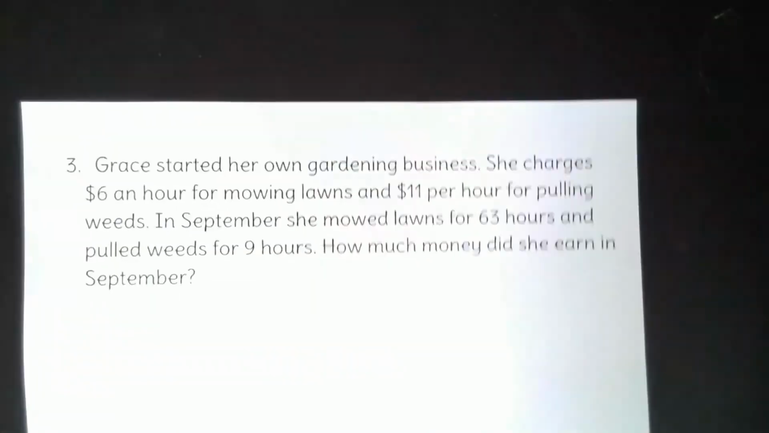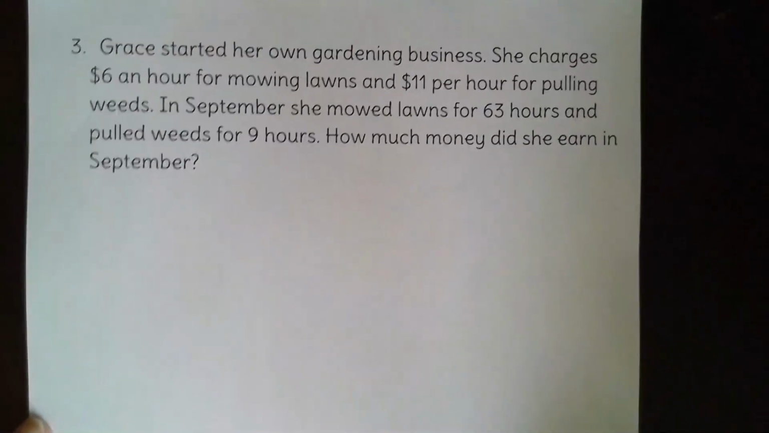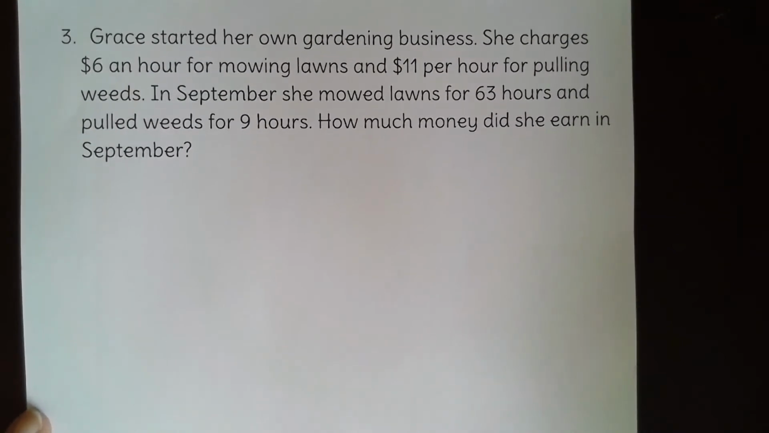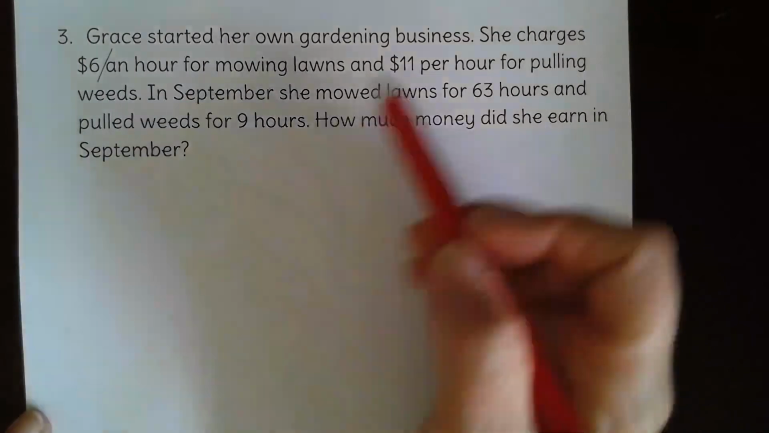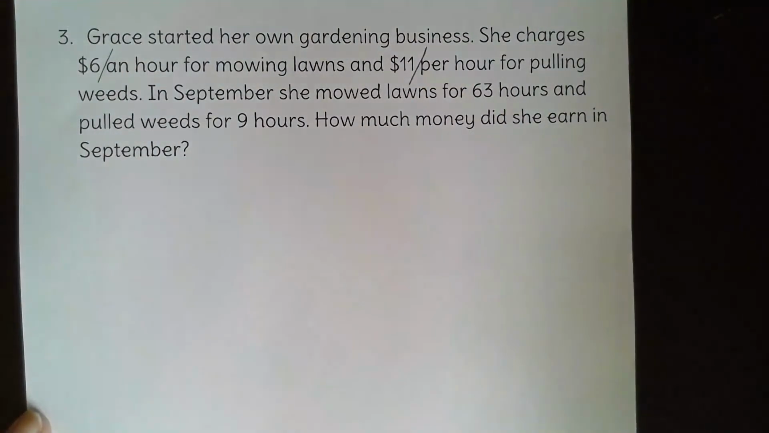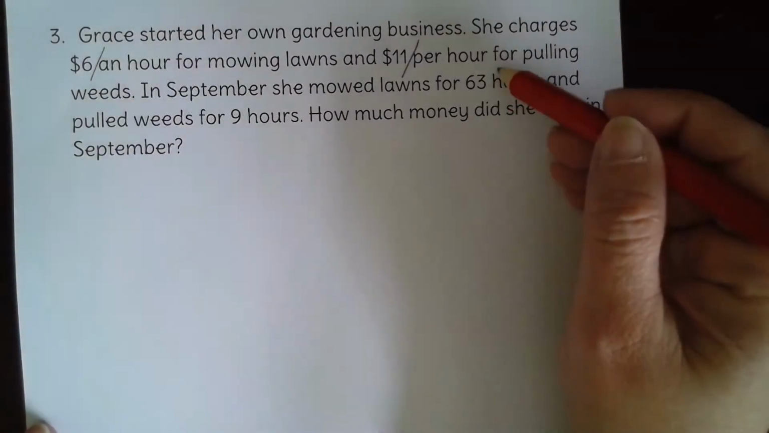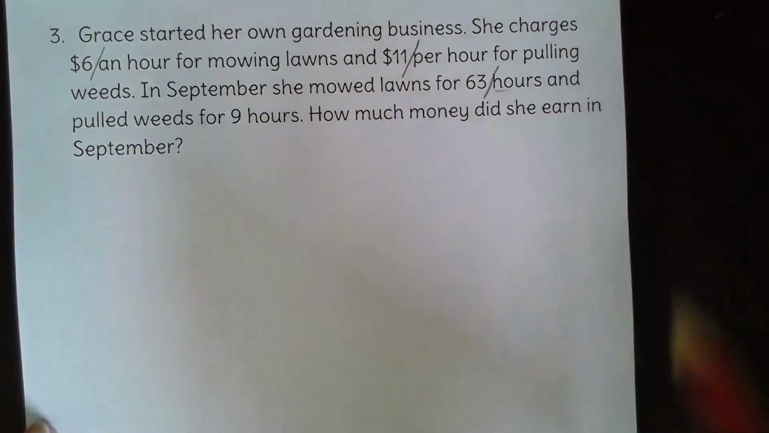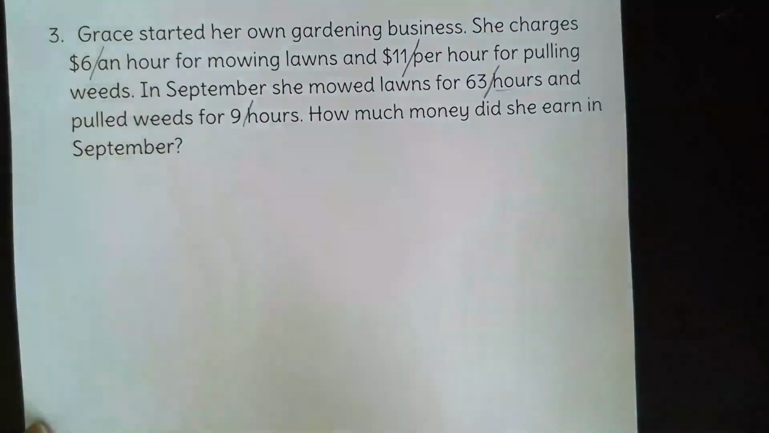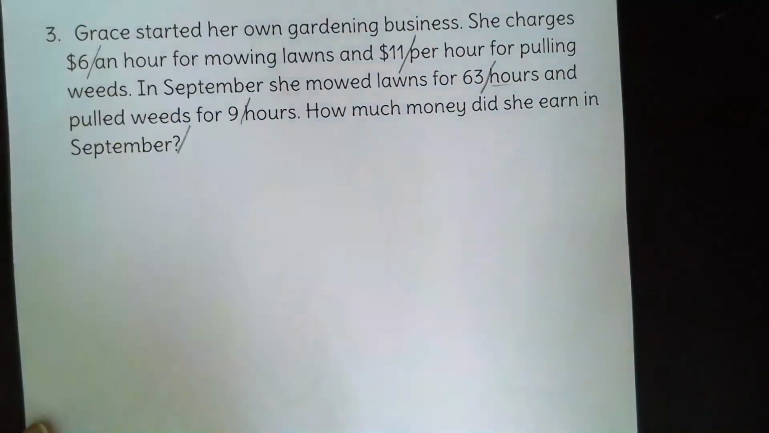And finally, we are on the last one. Hopefully this one will stay clear for us. Okay, Grace started her own gardening business. She charges $6 an hour for mowing lawns and $11 per hour for pulling weeds. In September, she mowed lawns for 63 hours. Wow. And pulled weeds for 9 hours. How much money did she earn in September?